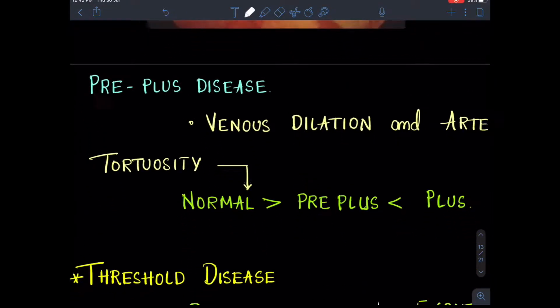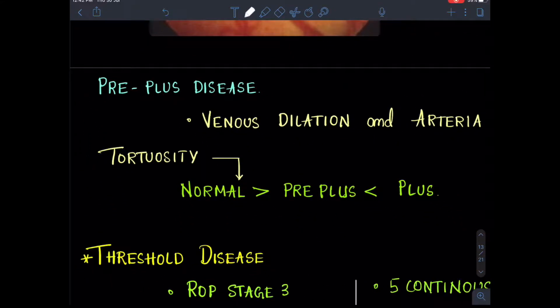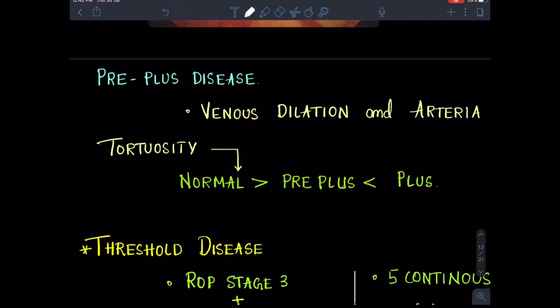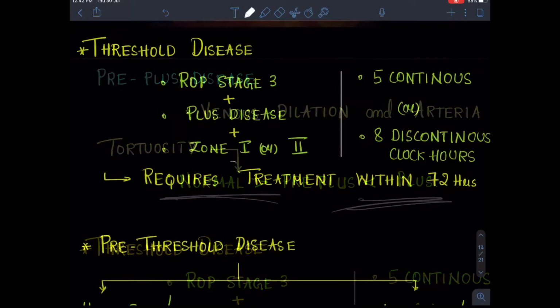Now coming to pre-plus disease. Pre-plus disease is less than that of plus disease. In this also we see venous dilation and arteriolar tortuosity, but it is something like an intermediate condition in which there is dilation and tortuosity more than that of normal but less than that of plus condition.